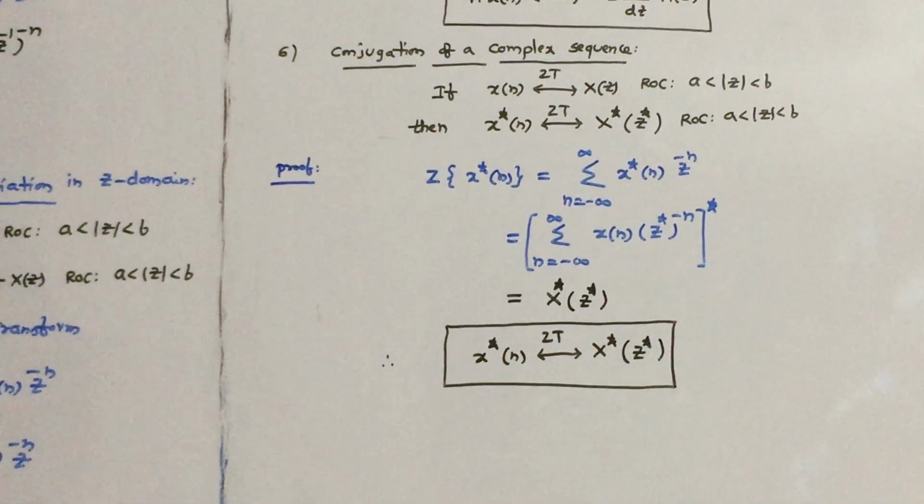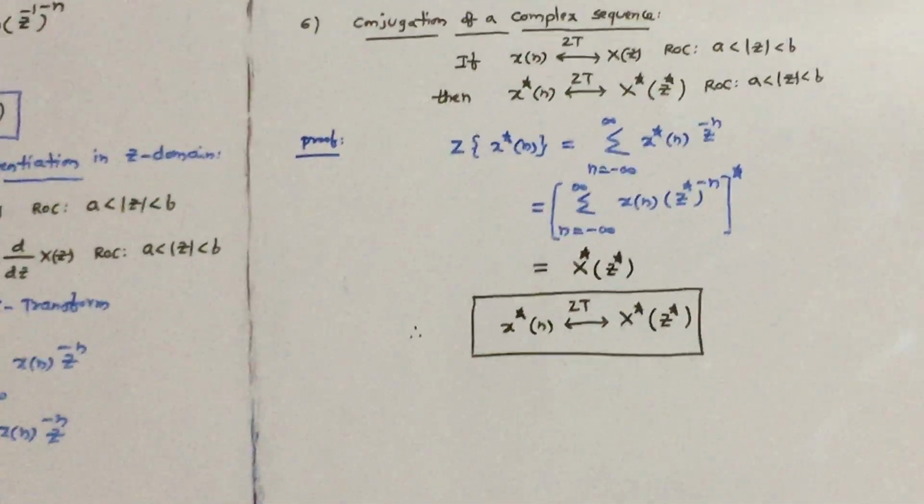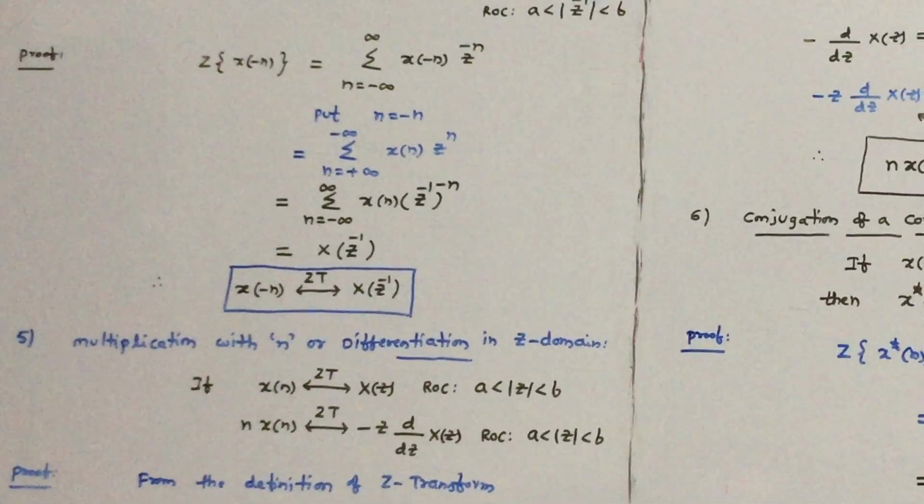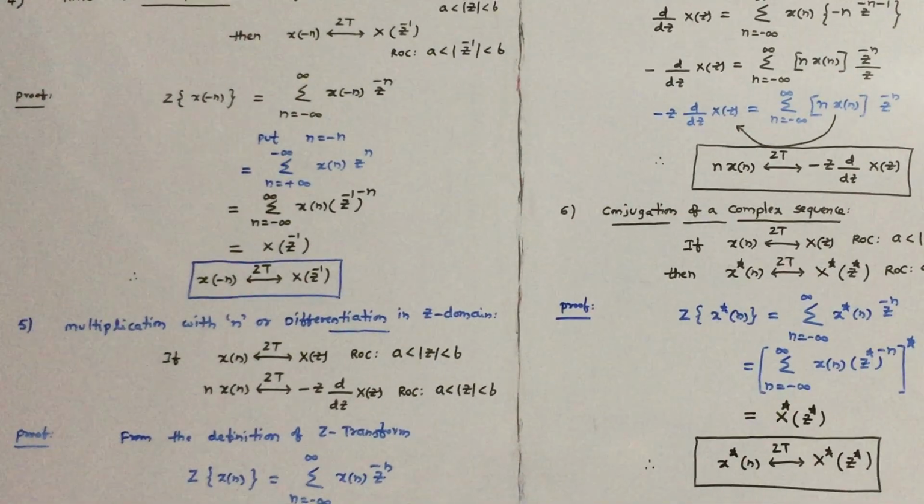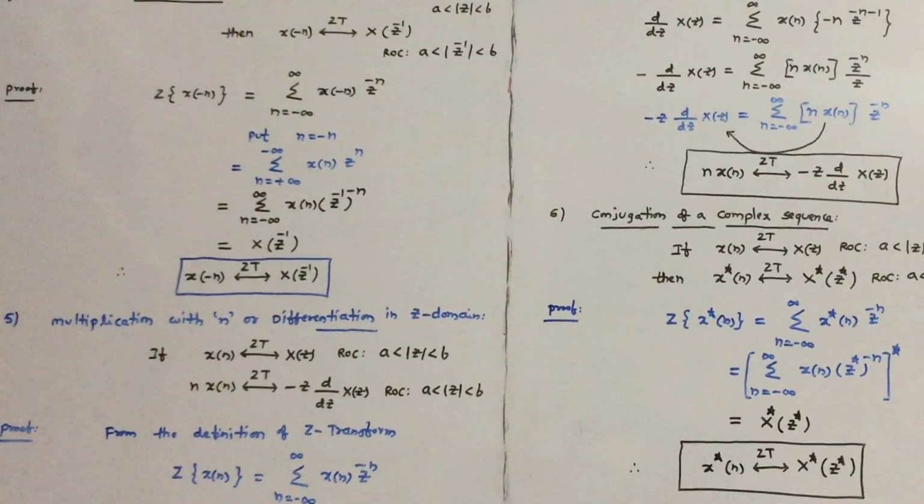So this is about the next three properties of z transform: time reversal property, differentiation in z domain property, conjugation of a complex sequence property.